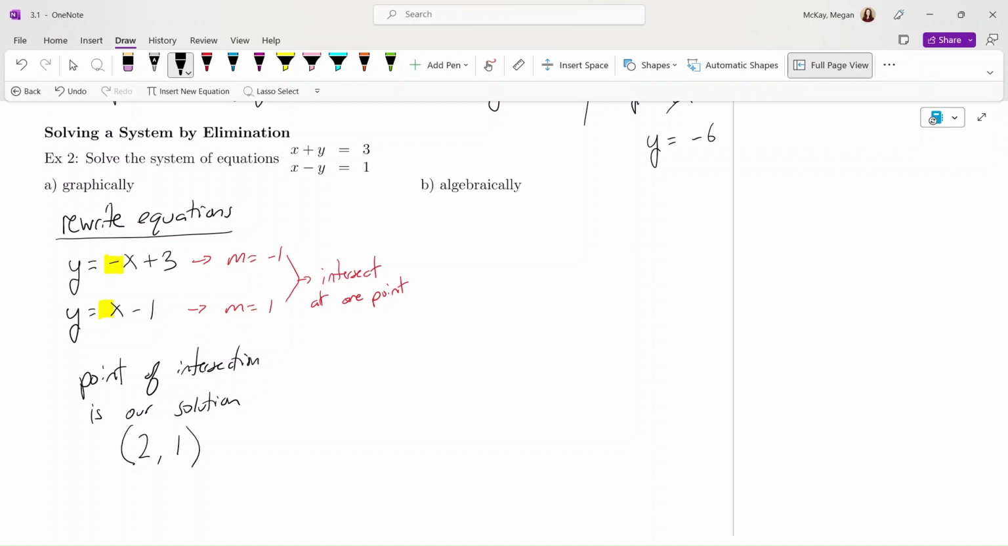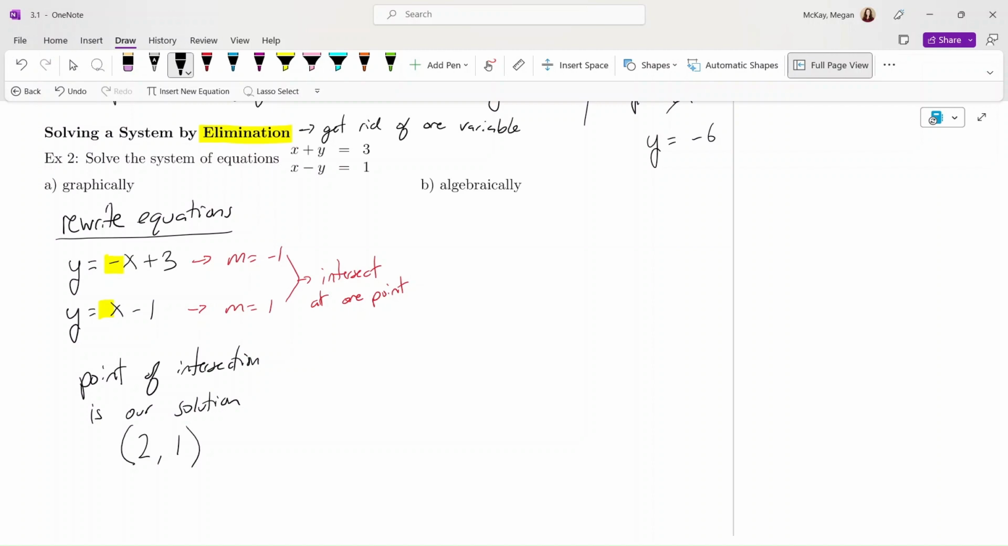Let's look at the same system of equations, but now let's solve it algebraically. So when we say algebraically, it means we have to do the math steps in order to get to the solution instead of looking at a graph. And particularly, we are asked to solve by using elimination. Alright, so when we want to use elimination, we want to combine the equations somehow to get rid of one variable.